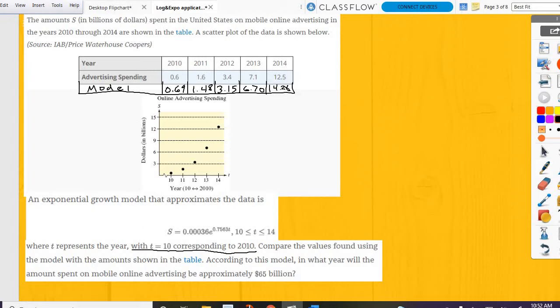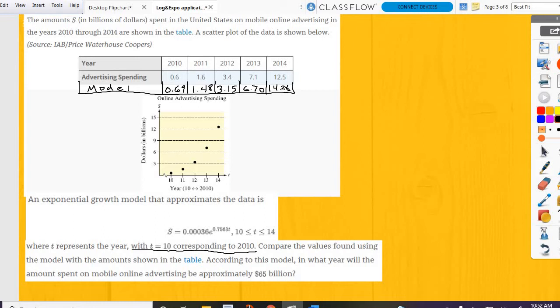So, were we all able to get those numbers with whatever calculator we're using? Are those numbers relatively close to what we had for our actual data? If so, as we go farther, what happens to the error? It increases, it gets bigger, which makes sense because we're dealing with an exponential function, right? So the farther out you go, the larger your error is going to be, right?